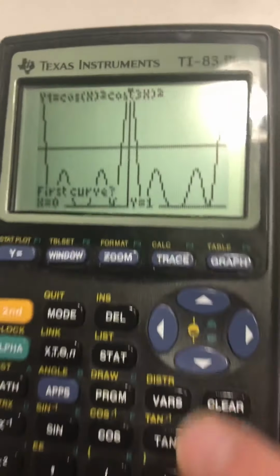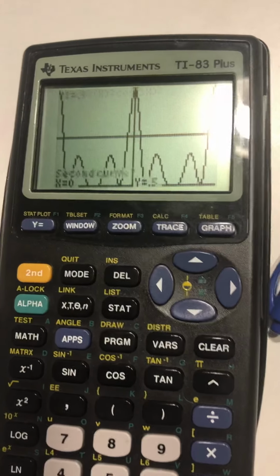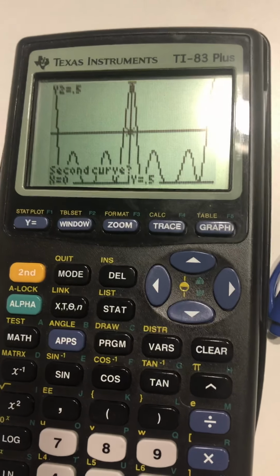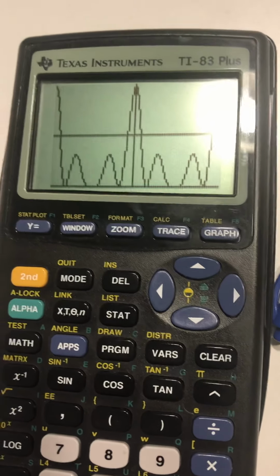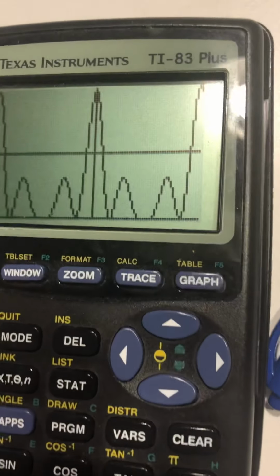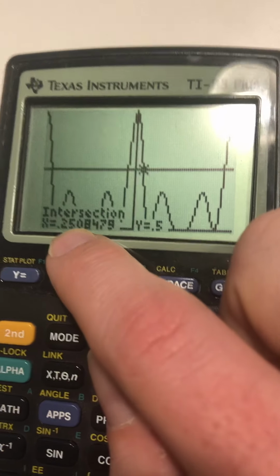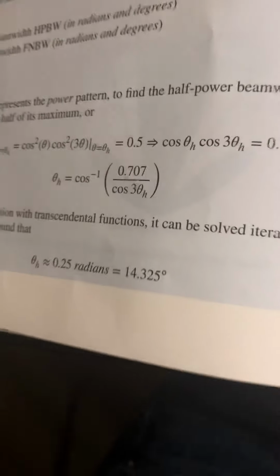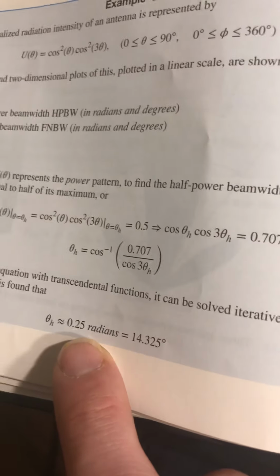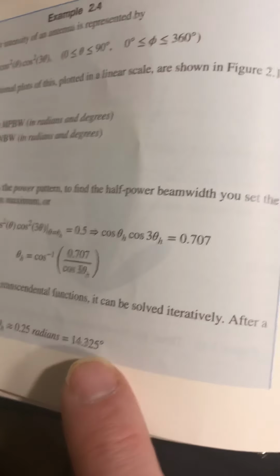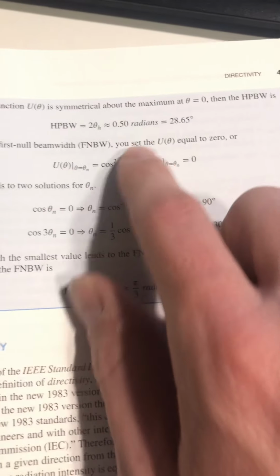So you can just click enter, enter, because there's only 2 curves shown, and then this one for the straight line across, and take a guess, just click enter, and it picks this intersection point. And this 0.25 is the same as here, it's the radian value for the half power point. So you just convert that to degrees and then multiply it by 2 for your half power beam width.